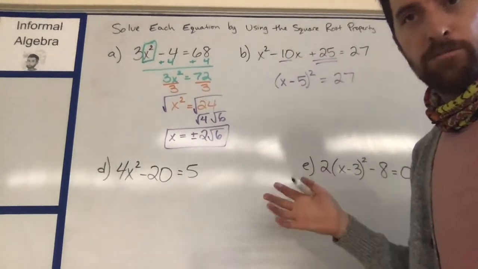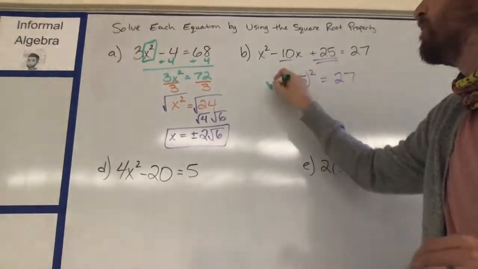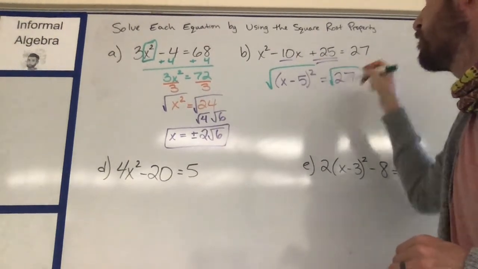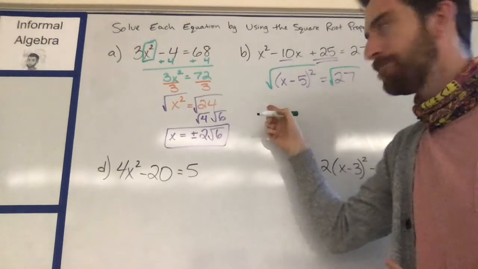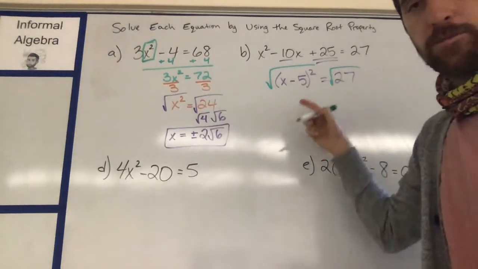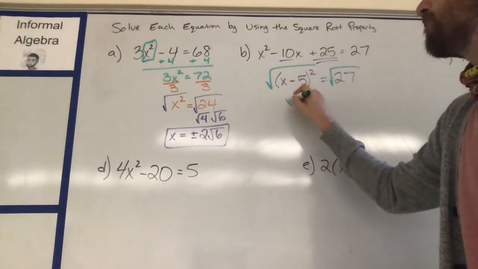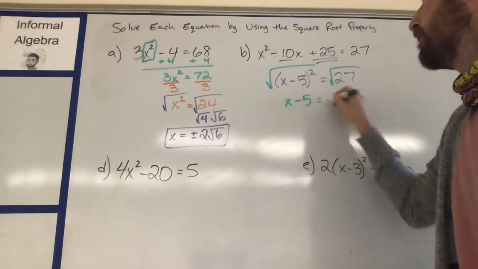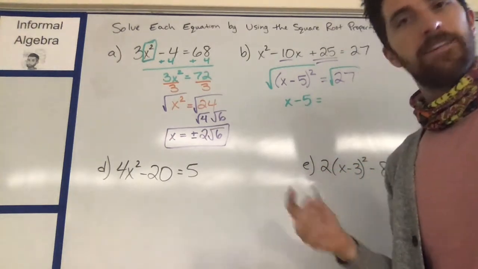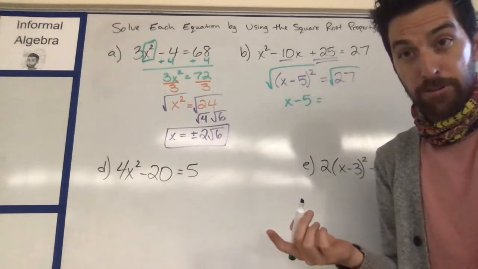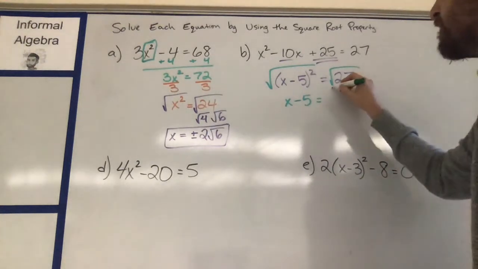So we're going to square root both sides. Square root over here. Square root over here. Now all it does on the left side is cancel out the squared. So it'll just become x minus 5 over here. Now 27 is not a perfect square, but it has a perfect square. 27 is 9 times 3.